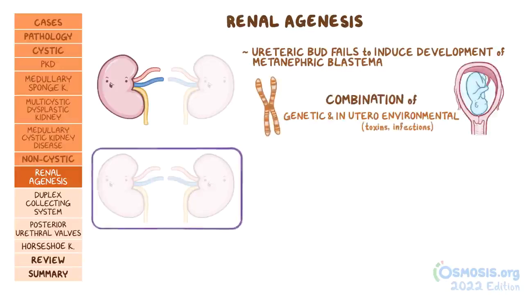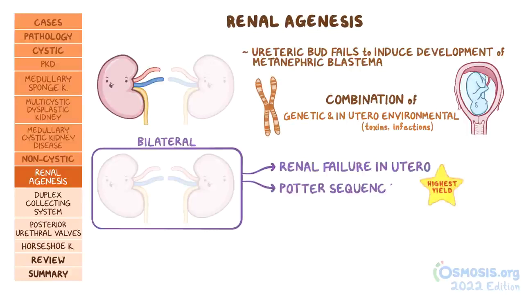When renal agenesis is bilateral, it leads to renal failure in utero and Potter sequence, and this is not compatible with life.